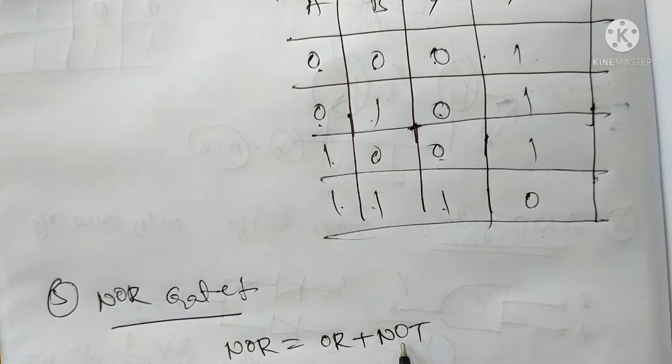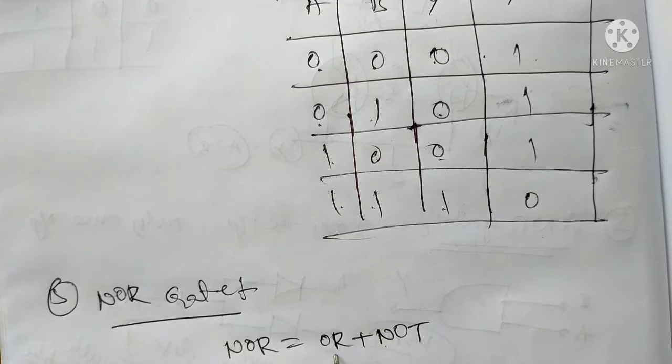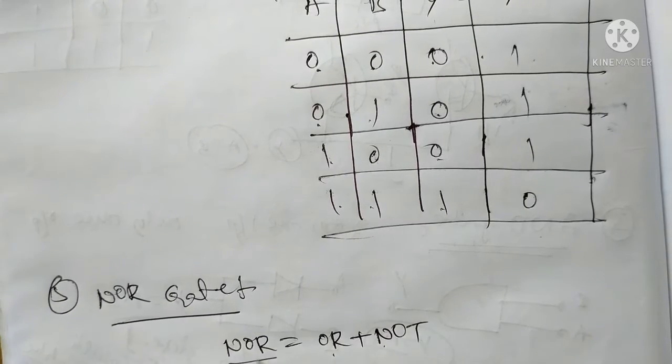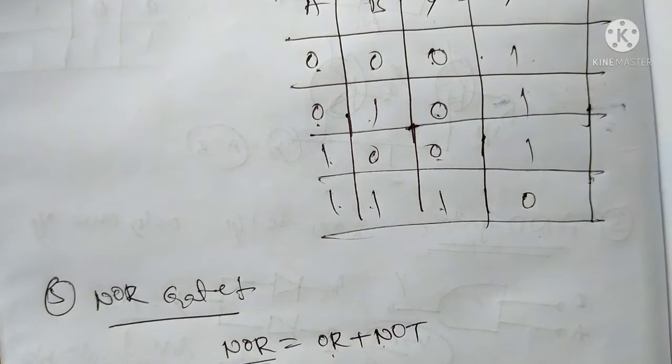There is a NOT gate and an OR gate as the basic gates. It is a universal gate. NAND gate and NOR gate are the universal gates.